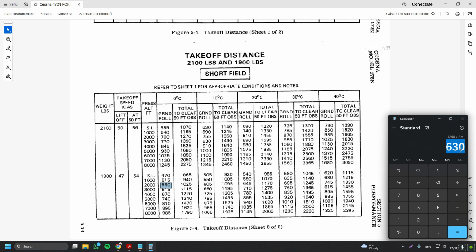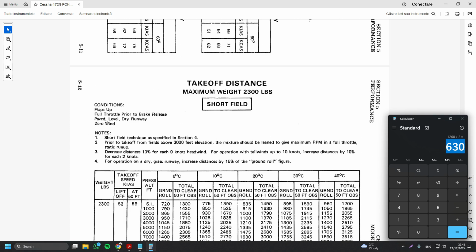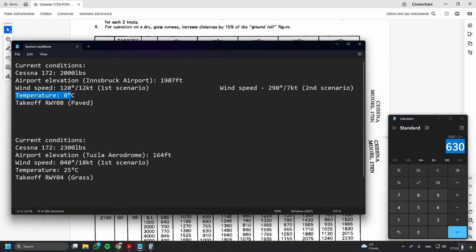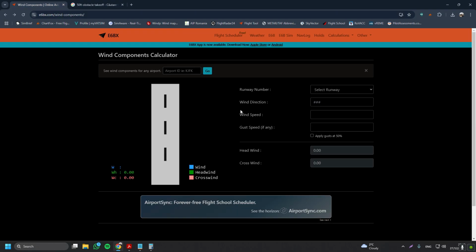But remember, this is the ground roll in perfect conditions, in zero wind. As we see, we also have wind blowing from 120 degrees, 12 knots. So I will also link this tool in the description, because it's also very, very important and useful.